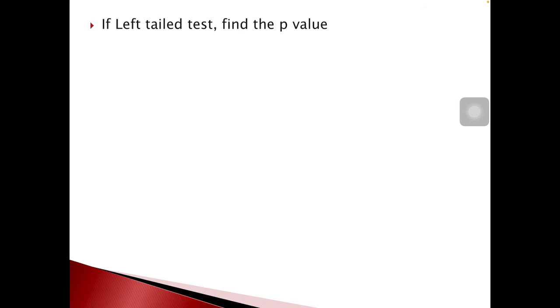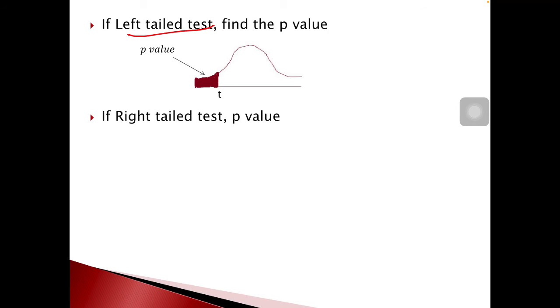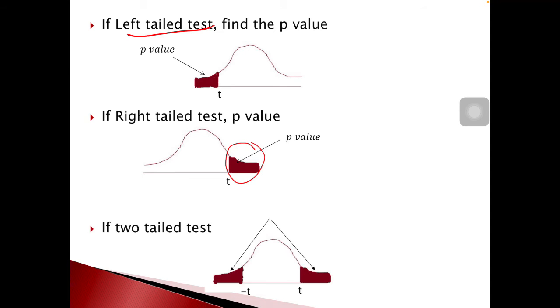In this case, same as the previous one, we have three different scenarios: left tail test, right tail test and two tail test. In a left tail test we have to find the p value. If our p value is within the rejection region, then we have to reject it. Right tail test, find the p value. If the p value is in the rejection region like this, then reject the null hypothesis.